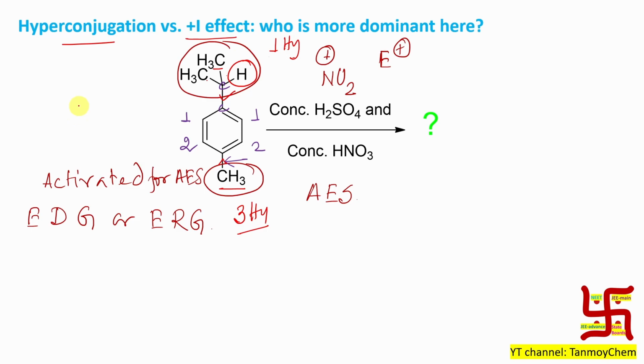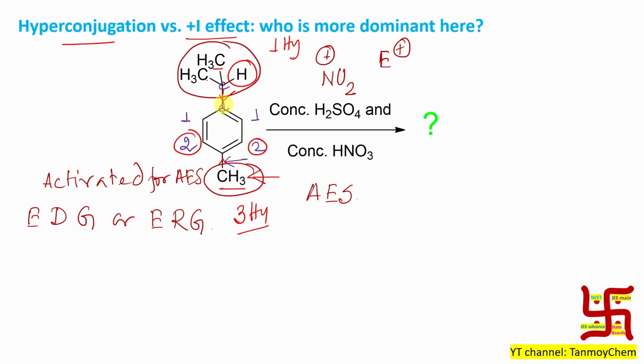Remember, hyperconjugation is more dominant; you may consider hyperconjugation as something in between, like resonance and the plus I effect. So compared to the plus I effect, hyperconjugation is stronger. So obviously this methyl group will dominate. That is point number 1. Second thing, if I say hyperconjugation, it means it is ortho-para orienting. So ortho means this position number 2, and obviously in para there is this isopropyl group, so no aromatic electrophilic substitution can take place there.